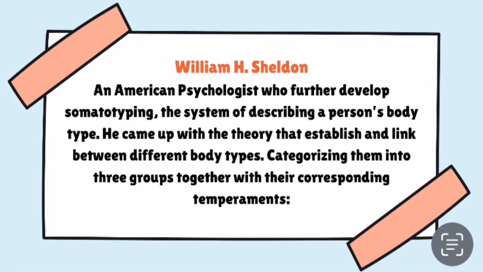Sa mesomorphic naman, sila yung tinatawag na somatotonic. Active sila, dynamic, and aggressive to become criminal. Yan yung mga has stocky and muscular build, yung mga malalaki ang katawan. Next, cerebrotonic ang tawag sa mga ectomorphic. Loner daw sila, sensitive to noise, and hates crowd.